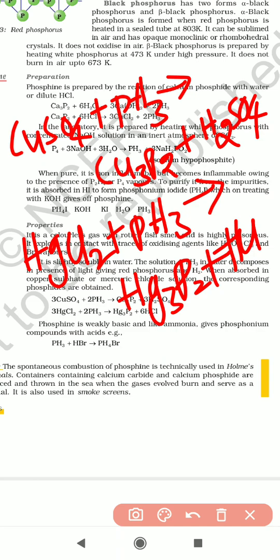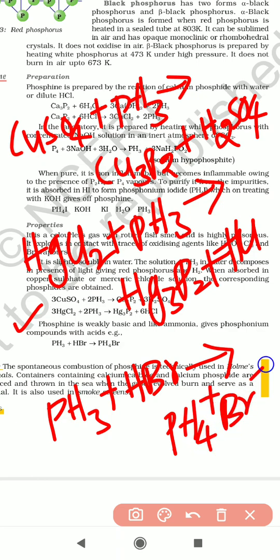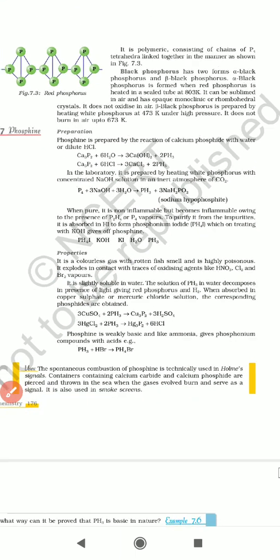Next, phosphine is weakly basic, like ammonia. It gives phosphonium compounds with acids. For example, phosphine, PH3, reacts with hydrogen bromide to give phosphonium bromide, PH4+ Br-. So this is about the preparation methods and properties of phosphine.